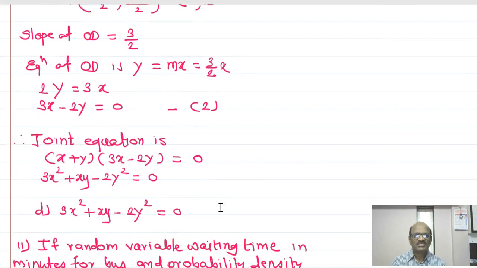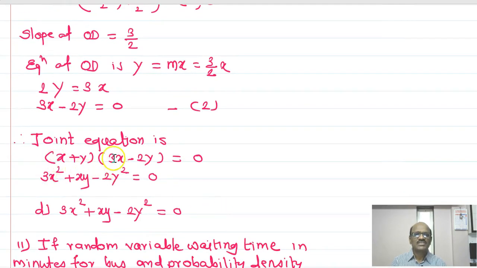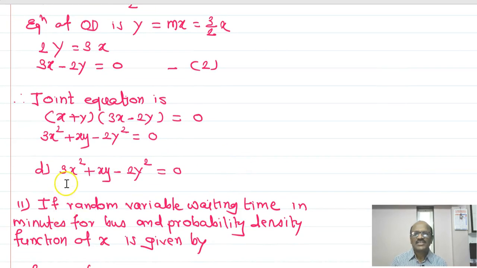After the calculation, x into 3x is 3x², and x into -2y is -2xy, and this is plus 3xy, so it remains plus xy, plus y into -2y, that is -2y². Hence it is option D, that is 3x² + xy - 2y² = 0.